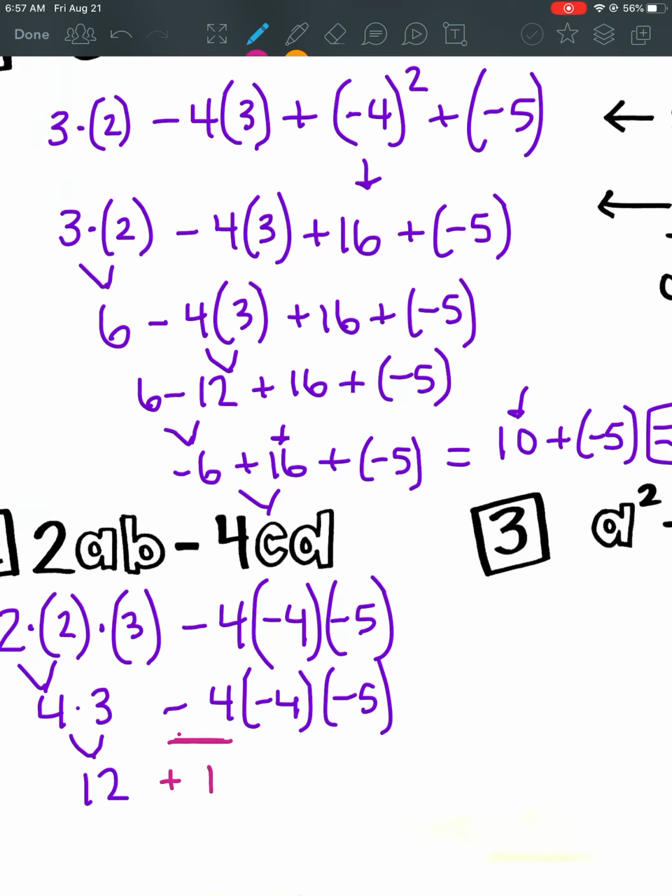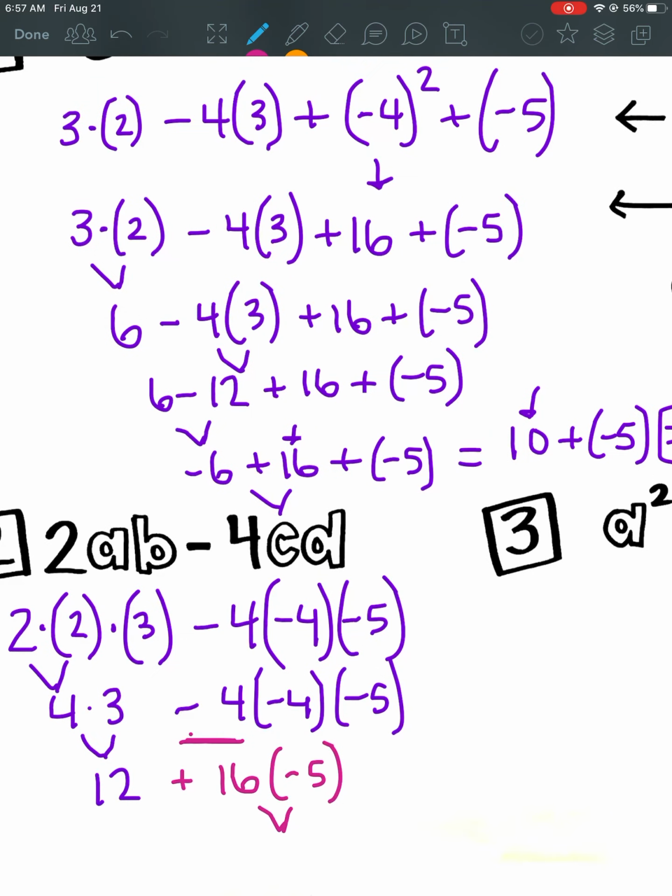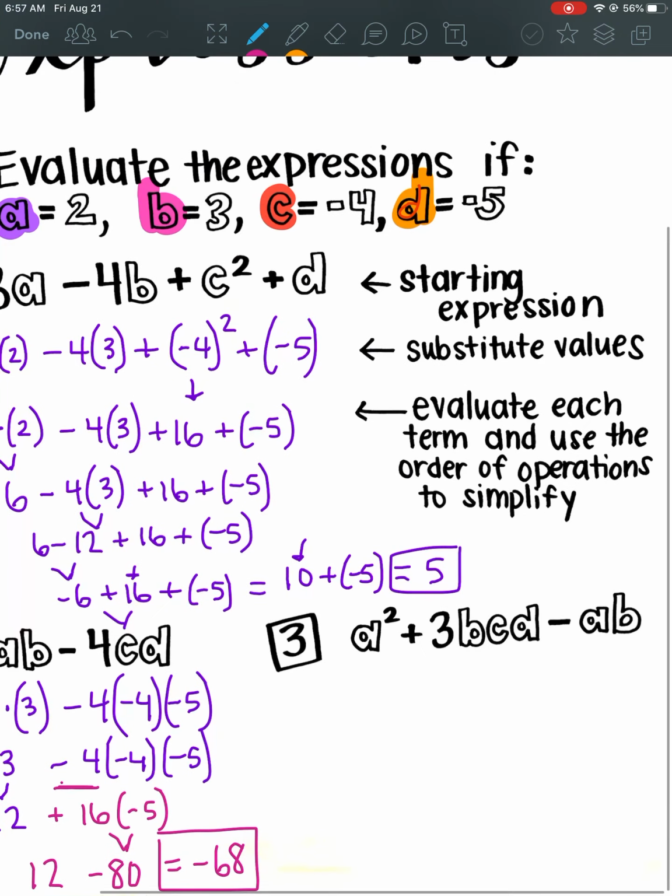So -4 times -4, we get a positive 16, and then we multiply it times that -5. So let's see, I think it's -80. Yep. So next step would be multiply these two out. So that would be -80. Notice then I'm just going to write it as 12 minus 80. It's going to be the same thing if you do 12 plus -80, but then if you just do 12 minus 80, you don't have two signs in between there. So 12 minus 80, it's going to be a negative, subtract them, and we get -68.